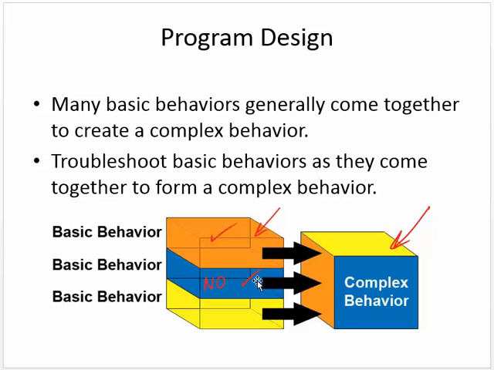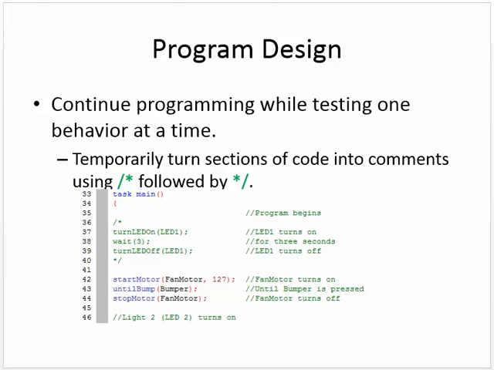Here, I was just talking about these ways of testing one behavior after another. We can break it down into simple behaviors and see, is the first simple one working? Yes. Is the second one working? No, and so forth. The way we go about doing that is shown right here. Remember at the beginning where I said that whenever you put a backslash star and then a star backslash, it turns off everything in there to the computer. So even though it's inside the task main, the computer is ignoring this part.